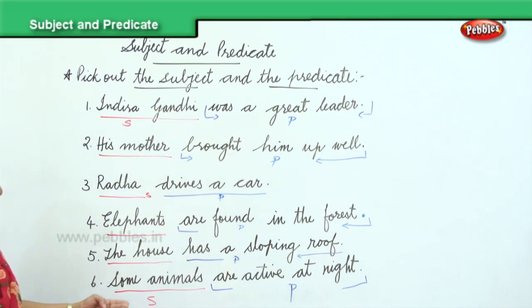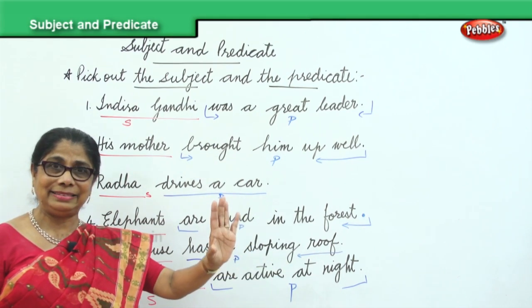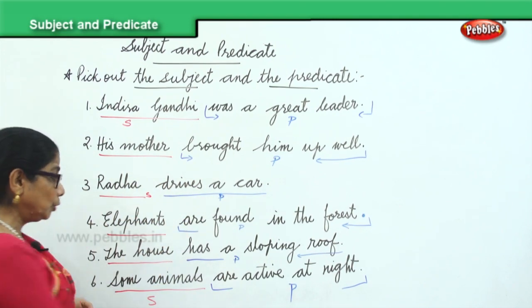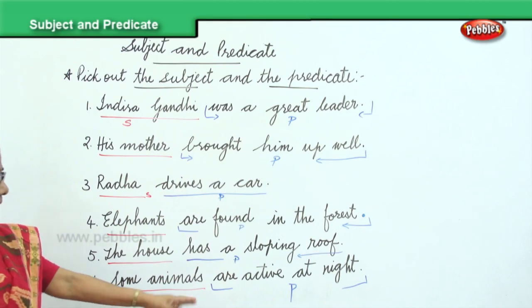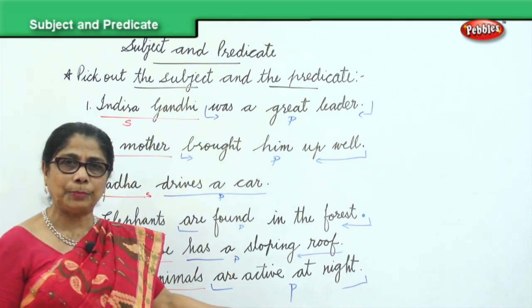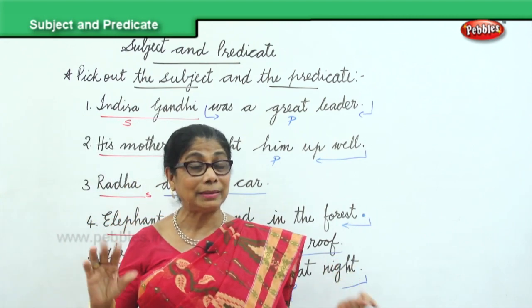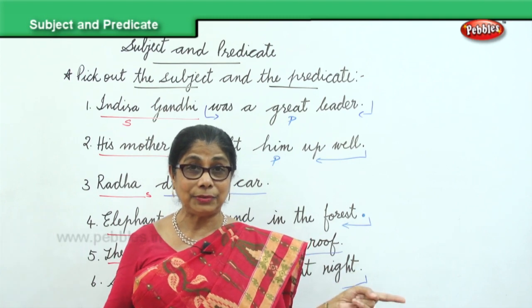Finally, the last one. Some animals are active at night. Only some animals. So what is the subject? What are we talking about? The subject is some animals. Then are active at night, that's the predicate. So now we have learned a sentence has two parts, a subject and a predicate. Begins with a capital letter, ends with a full stop.